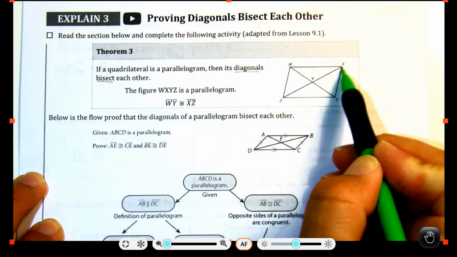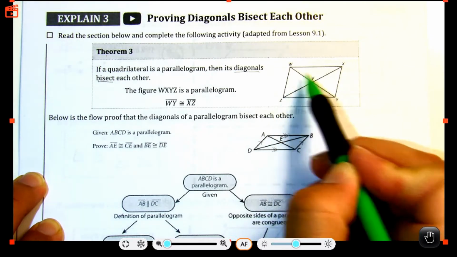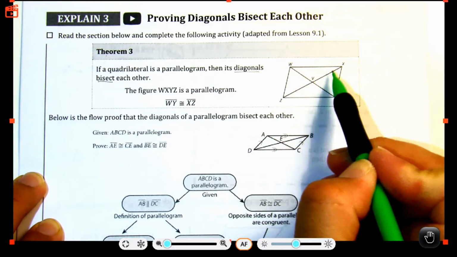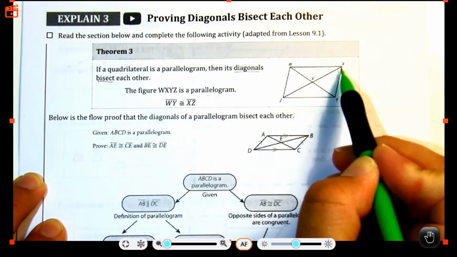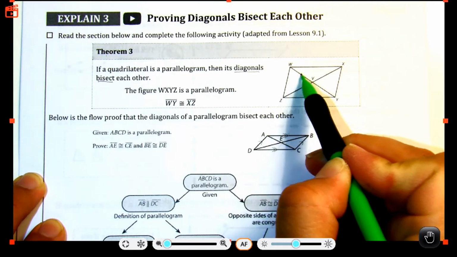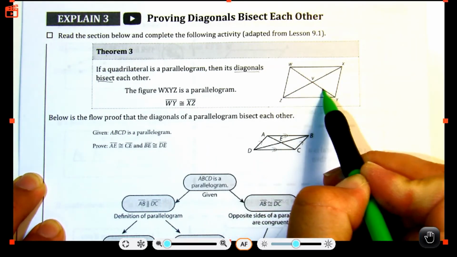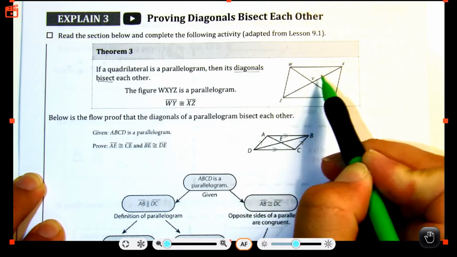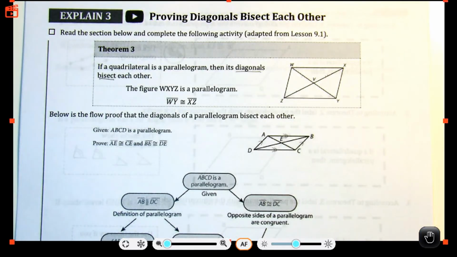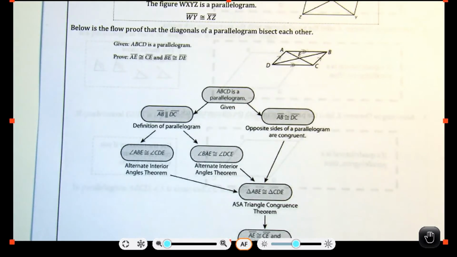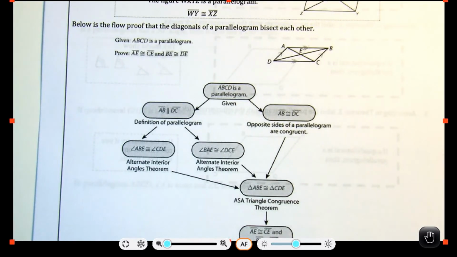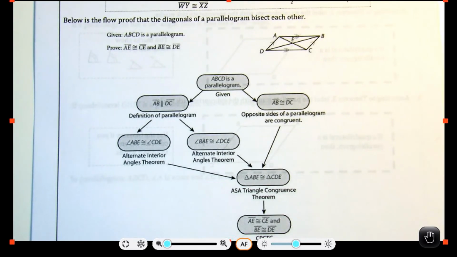So if WY was 6, then XZ would have to be 6. So this entire line is equal to this entire line. This piece of the diagonal is equal to this piece of the diagonal, and the same here. This piece is equal to this piece. Okay, and then again, we have a proof below here. So again, we're going to be skipping some of these proofs, and our focus is going to be on using these three theorems to solve problems.